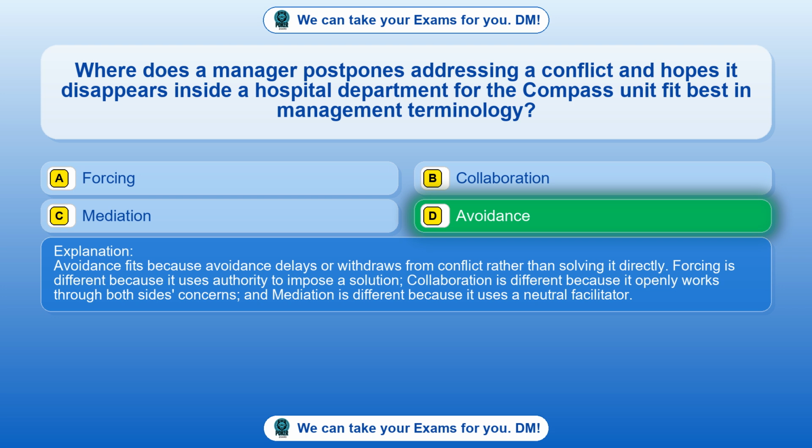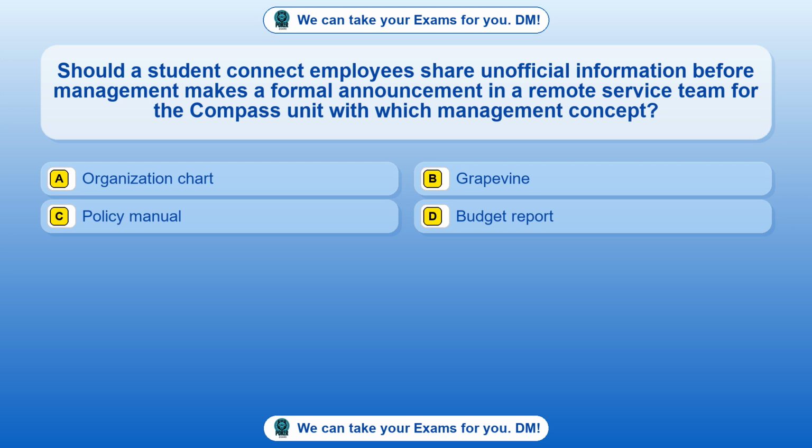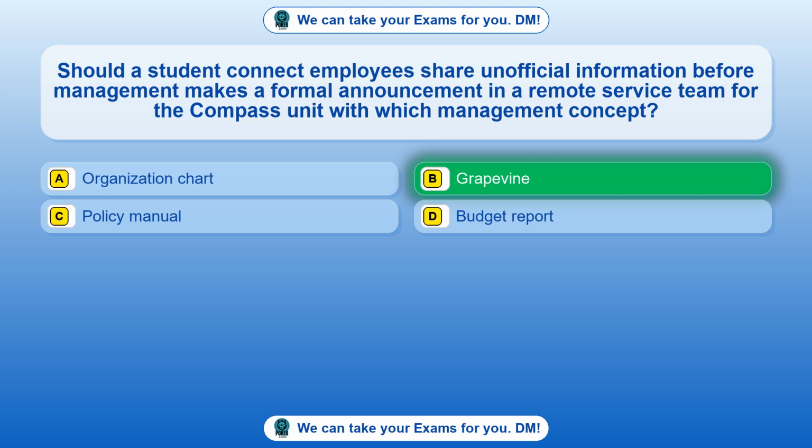Question 20. Should a student connect employees sharing unofficial information before management makes a formal announcement in a remote service team for the Compass unit with which management concept? Option A, organization chart. Option B, grapevine. Option C, policy manual. Option D, budget report. The correct answer is option B, grapevine.